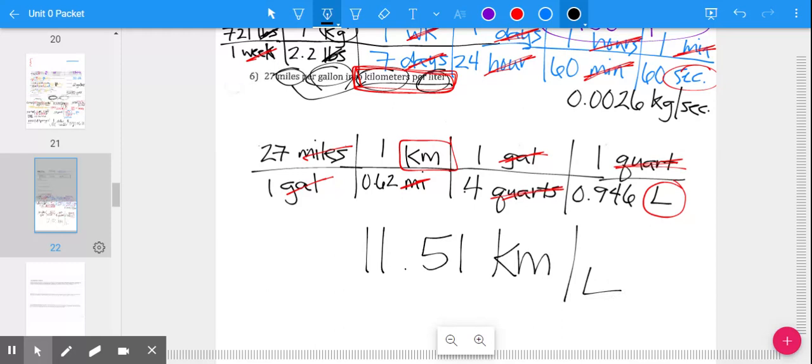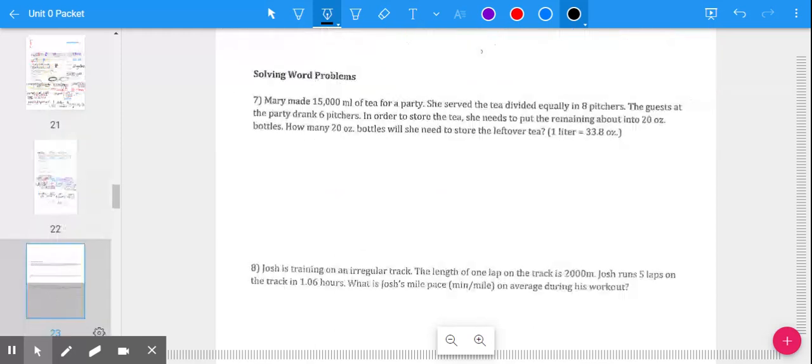So this is relevant because in America, we measure our distance in miles and our gasoline in gallons. Every other country measures their distance in kilometers and their gasoline in liters. So if you're ever planning to travel outside of the United States, this is relevant. All right, on to the last page.